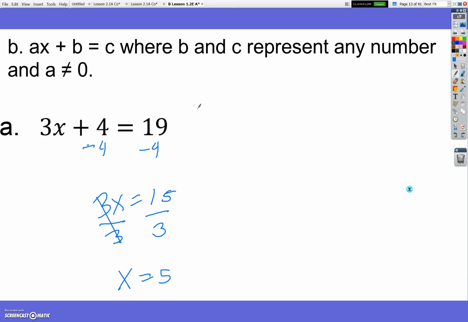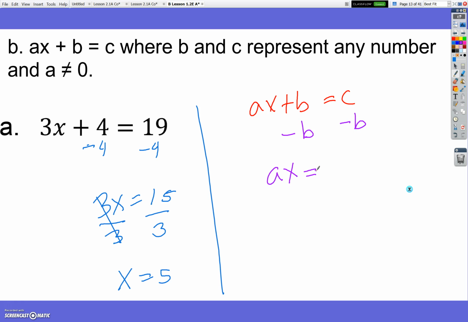Okay, so now if I look at this problem, it's the same idea, except instead of 3x plus 4 equals 19, I'm only going to have variables. So in red, I have ax plus b is equal to c. My first step here on the left is I subtracted 4 on both sides. So that's my first step. I'm going to subtract this b on both sides. This will leave me with ax is equal to c minus b.